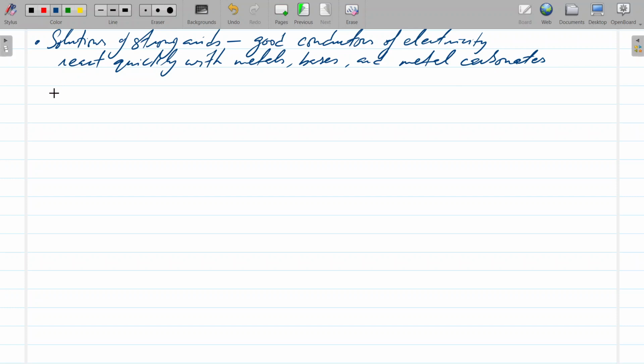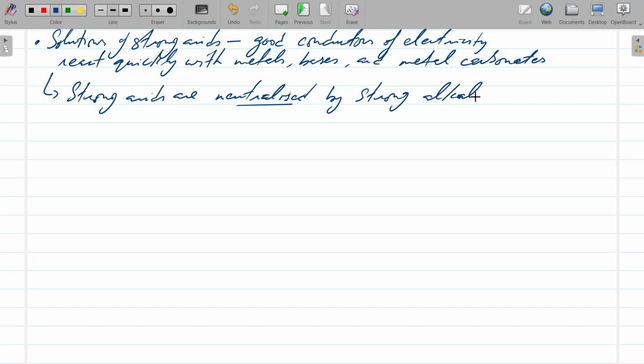And when strong acids are neutralized, we'll talk about that, by strong alkali, for example, a strong acid is HCl and a strong alkali is NaOH, the acid and the alkali react, and this is neutralization.